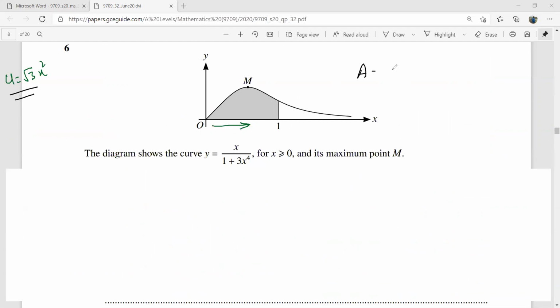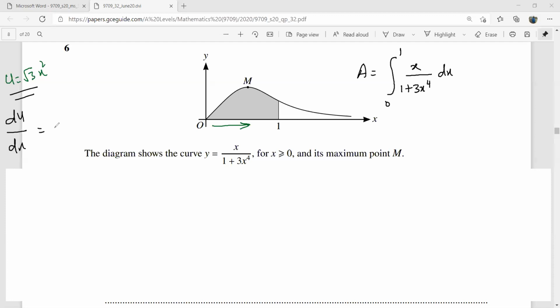So this area is going to be the integral with limits from 0 to 1 of x over 1 plus 3x raised to power 4 dx. We have to use this substitution. Sometimes finding du by dx before thinking about what to do with the x can really save us a lot of working. So let me find du by dx.